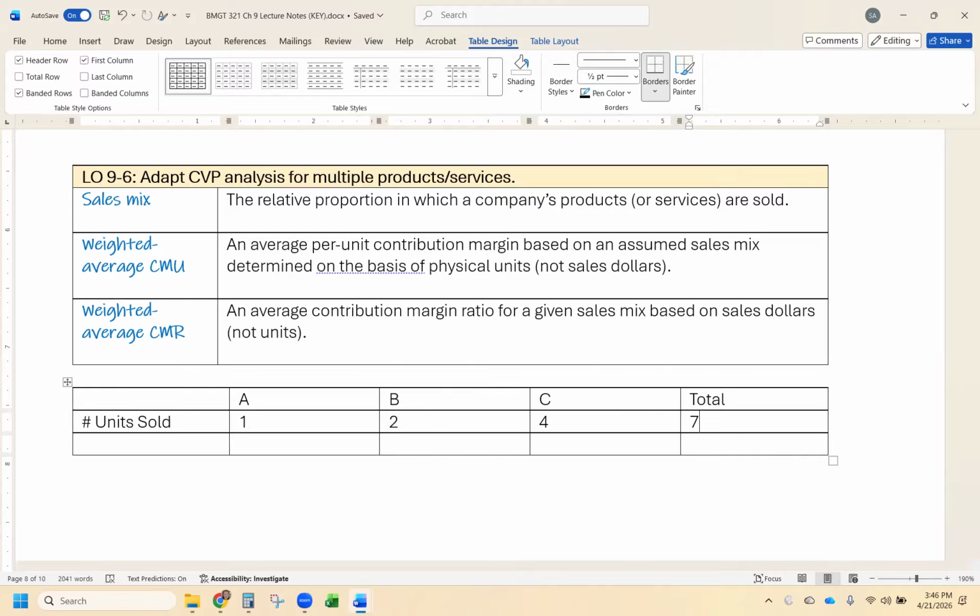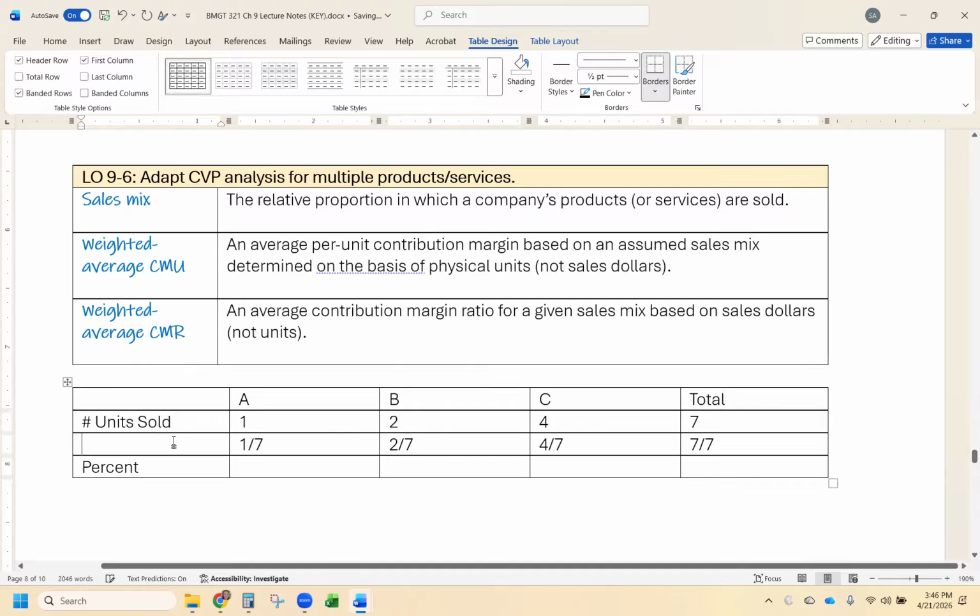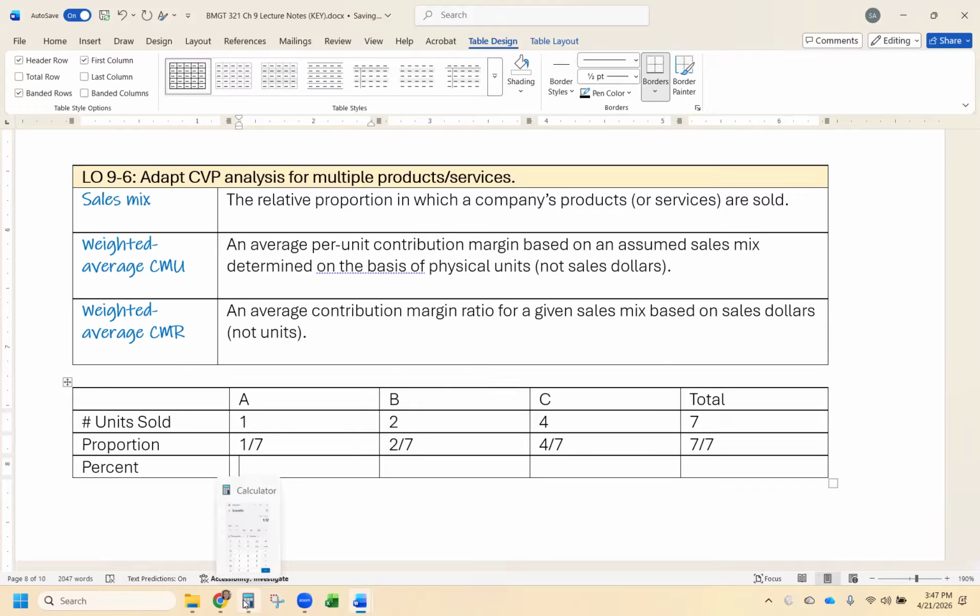And then what we're going to do is assign that bundle a price, a variable cost per unit, and a CMU. And we're going to have to do it in these proportions here. So first, we have to calculate the proportions. So this one is 1 out of 7. This one is 2 out of 7. And this one's 4 out of 7, which would give us 7 out of 7. So that's the proportion.